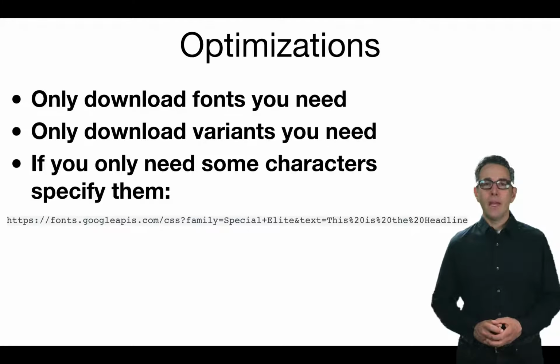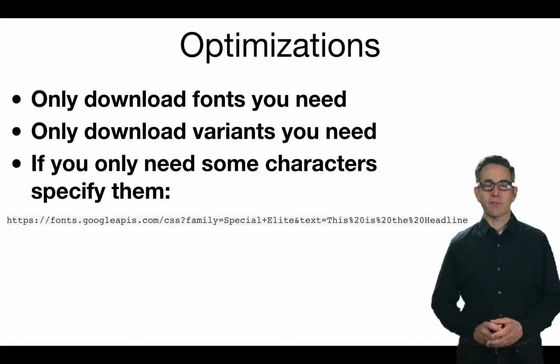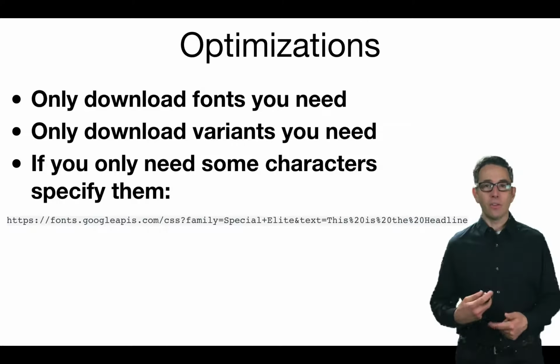And furthermore, if you really want to make a blazing fast website, and you know that you're only going to be using certain characters for a particular font, like maybe you just want one font where you're going to just put one small headline or the name of your company or something at the top of the website, then you can actually specify through an optimization in that URL which text you want to render, and then you're only going to download the renderings of the characters that you've requested.